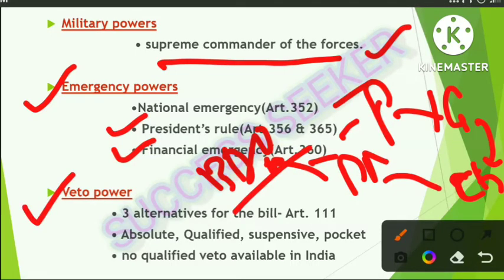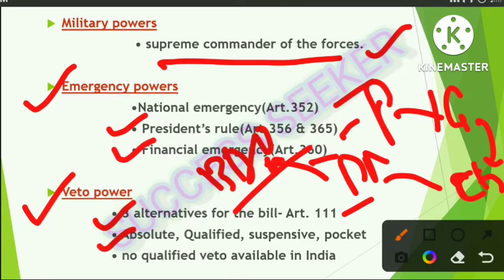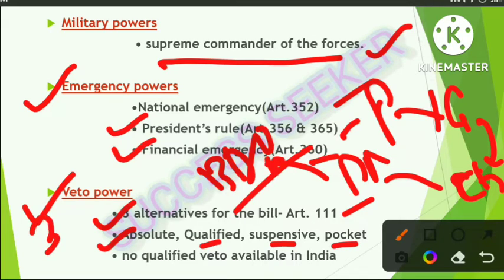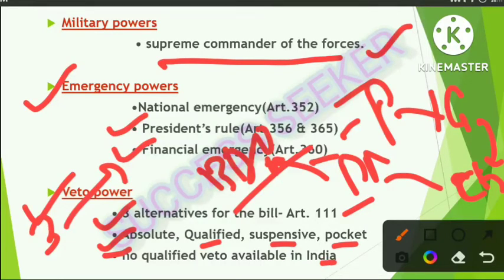What is the veto power of the President? There are 3 alternatives for the bill under Article 111, which we have already gone through. Absolute veto, qualified veto, suspensive veto, and pocket veto. These are the vetoes available to the President. Actually, there are 4 vetoes, but for the President of India we have only 3 vetoes, since no qualified veto is available in India.